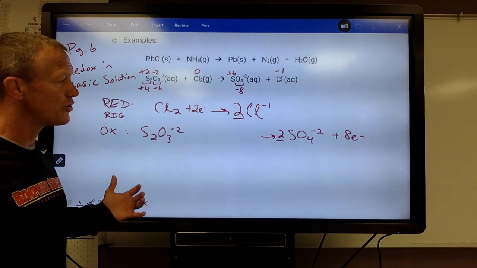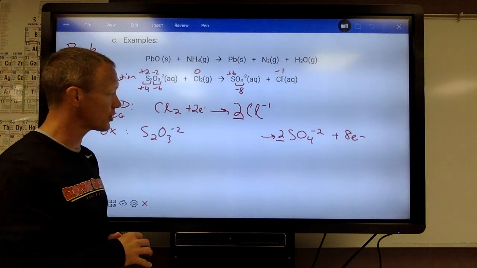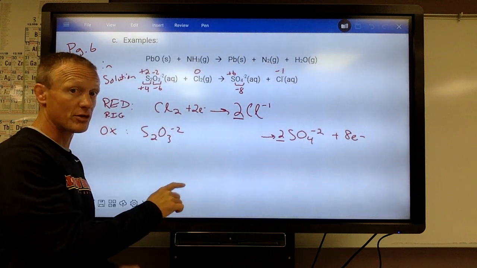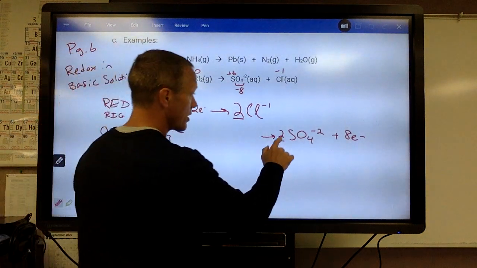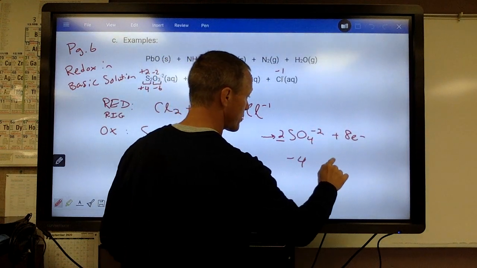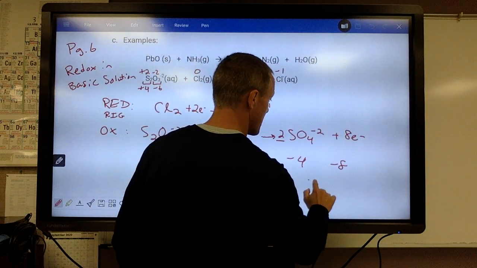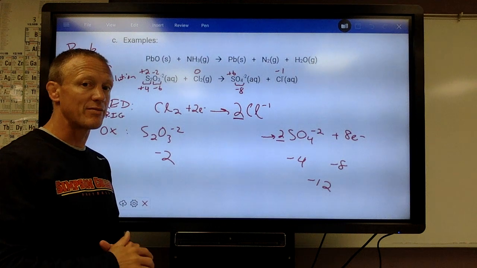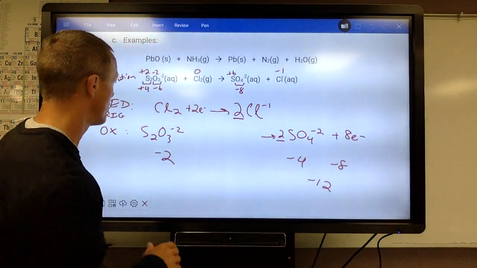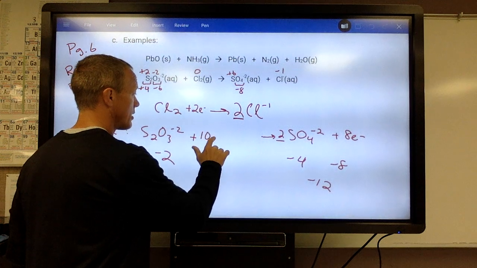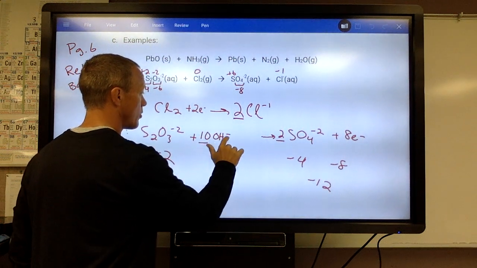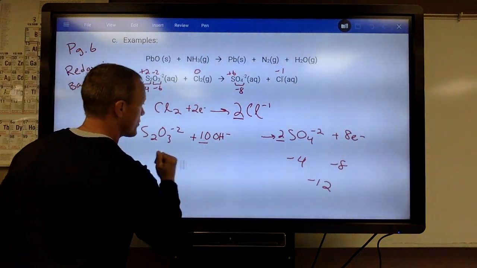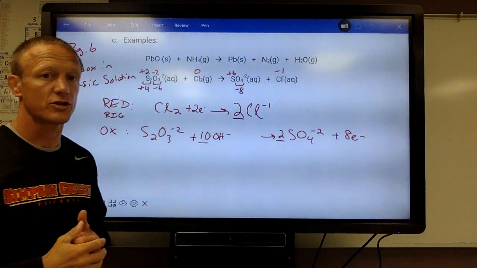Now we can do waters if we want to, or we can do overall charge. Let's do overall charge and get our hydroxides in there. This side has an overall charge of -2. Remember, not per atom, it's the overall thing. So that's a -2. 2 times -2 is -4, and -8, so this side's a -12 total. We're not trying to get them canceled out, we're trying to get them equal. So if this is -12, we want that to be -12. We're going to have to add in 10 negatives to get this side to -12. -2 plus -10 is -12. Charge is equal.